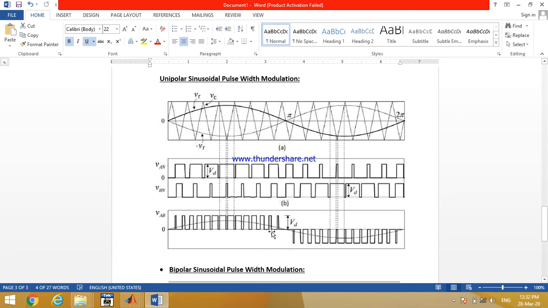And in case of the unipolar pulse width modulation, this is the situation. There are 2 sinusoidal waveforms with 180-degree phase shift, and they are compared with a triangular carrier wave. Now in this case we'll get 2 pulses, right?